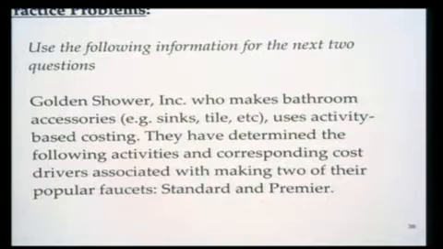All right, guys. For now, don't forget the section on activity-based costing, ABC. Again, we don't know what questions are going to be on the final exam, so we're being as broad and comprehensive as possible. It says, Golden Shower Incorporated, who makes bathroom accessories, sinks, tiles, etc., uses activity-based costing. They have determined the following activities and corresponding cost drivers associated with making two of their popular faucets. We have what's called Standard and Premier.